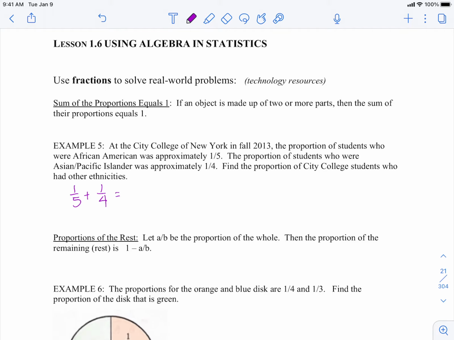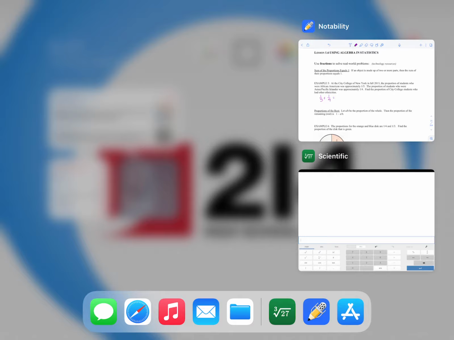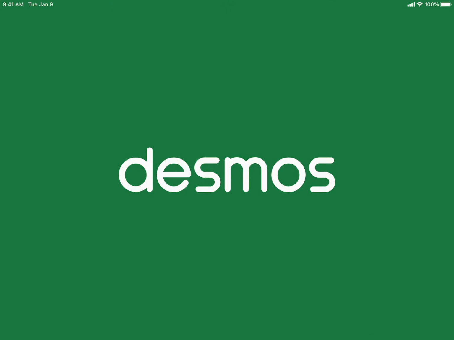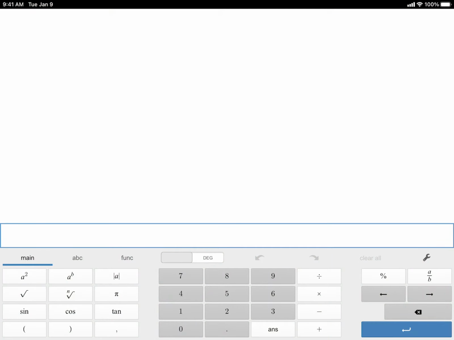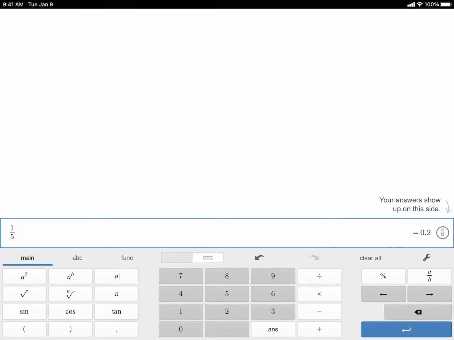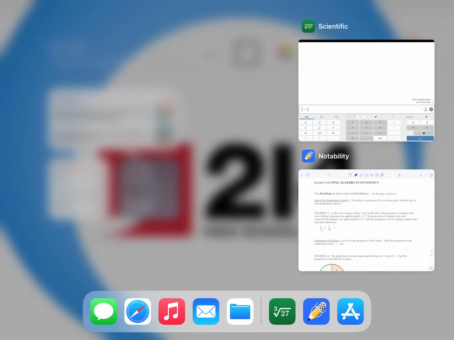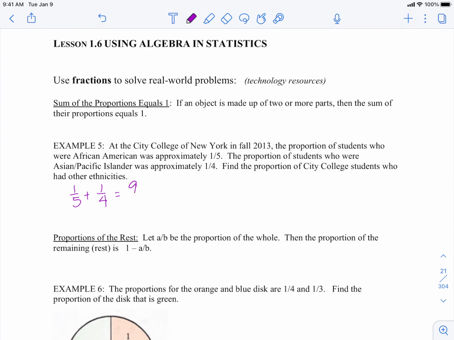And now if I want to add these, you can go to your Desmos Scientific Calculator. On here, I can just type in 1 divided by 5 plus 1 divided by 4. And then it tells us our answer is 0.45. If I hit this little button, then it will write it as a fraction. So we see this is 9/20. So again, this is 9/20.